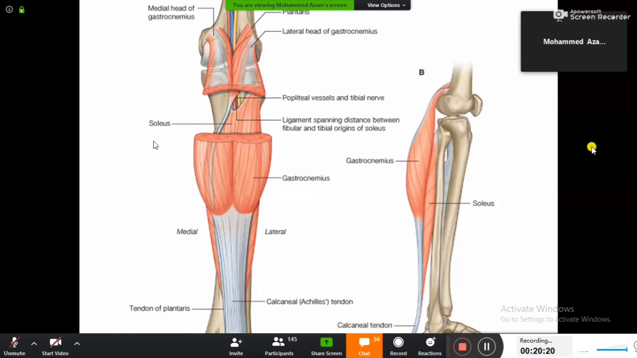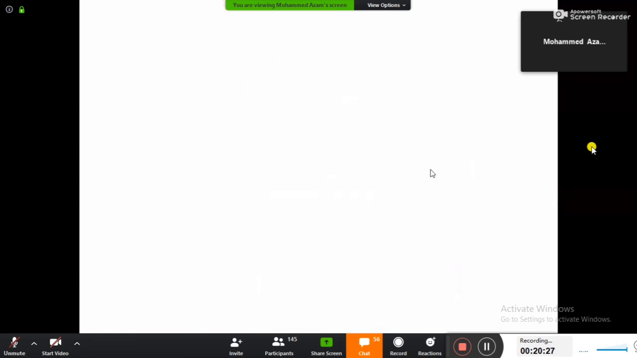If you are unable to understand in this diagram, please look at this diagram here right now. In this diagram, you are able to see gastrocnemius, and below this gastrocnemius, there is one more muscle here, that is soleus, guys. Okay? So let's write, sir.